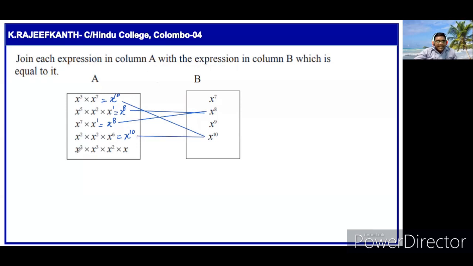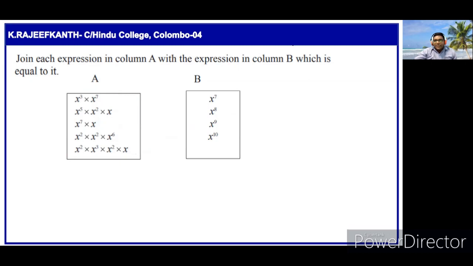Then the last one, x to the power of 2 times x to the power of 3 times x to the power of 2 times x to the power of 1. Here the bases are equal, so we can add these four indices. Then 2 plus 3, 5, 5 plus 2, 7, 7 plus 1, 8. Then x to the power of 8. Now we can join this with x to the power of 8.